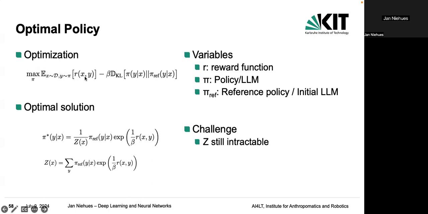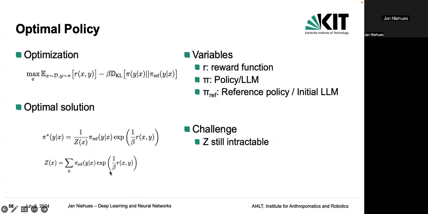The nice thing is that we can analytically find an optimal solution for that. In the DPO paper, there's an exact derivation of that, but here we can just have a look at it. Basically it says the optimal solution is here. The probability of an output given the input should be some normalization, then the probability of your initial model times e to the power of 1 divided by beta, the reward of x and y. And then this should be normalized by all possible answers, the probability of the reference model times e to the power of 1 divided by beta, the reward.